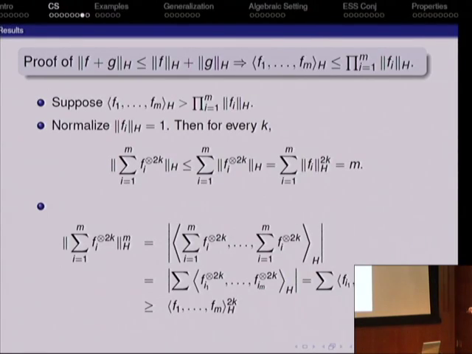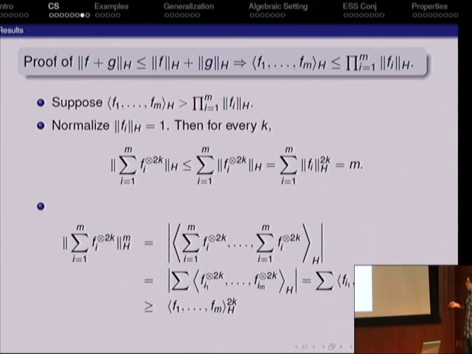So the sum is over all possible I1 to Im, in the set 1 to m. And this product is just expanded because of linearity. Now, I know these products are multiplicative with respect to tensor, so this 2k comes out as a power. All these terms are non-negative numbers, because I'm working with reals for now.